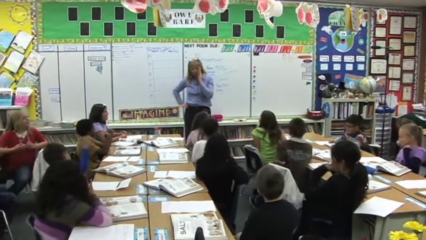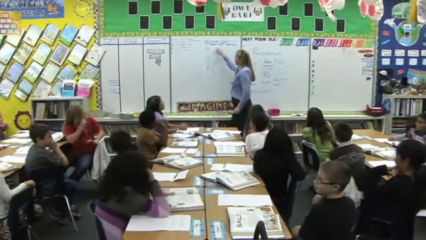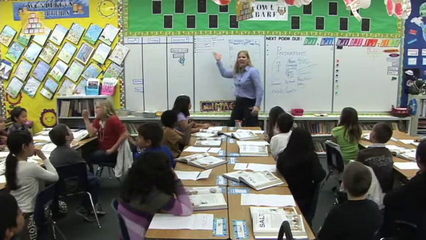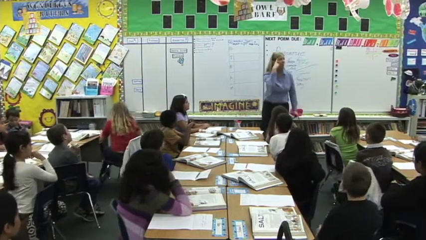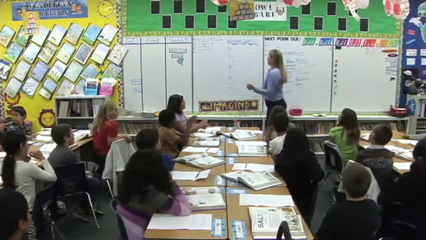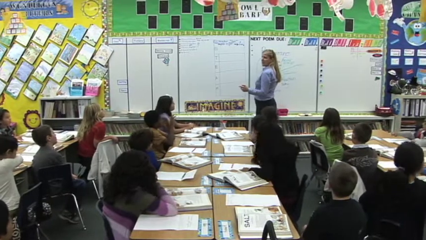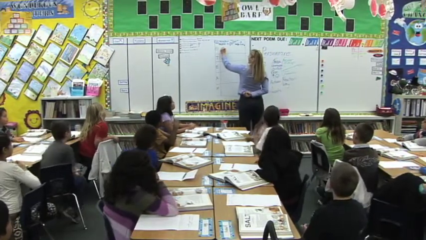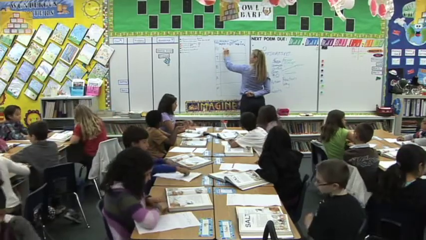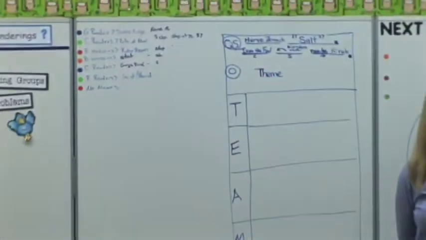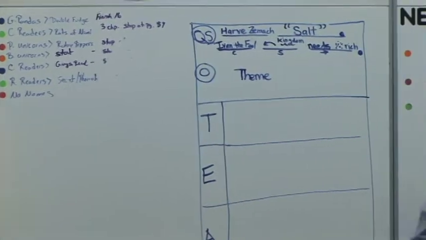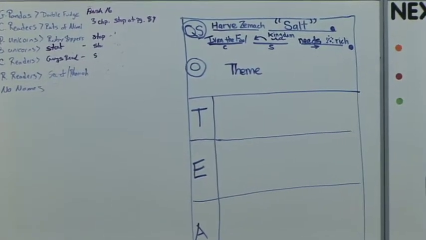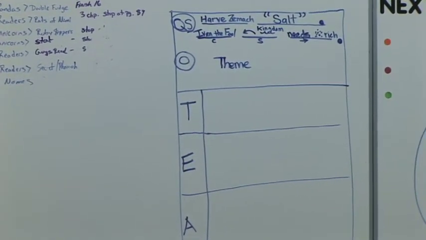Wow. All right. Boys and girls, we have our quick summary. What do we need now? Opinion. All right. And what was our opinion? We were saying the theme of the story was what? Perseverance. So let's just write theme. So our opinion is going to be about a theme. Do you always have to have an opinion about a theme? No. You can have an opinion about a character.